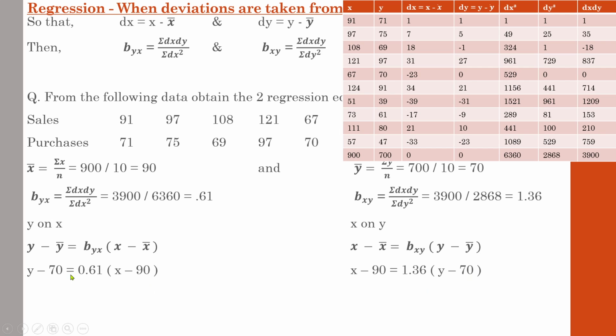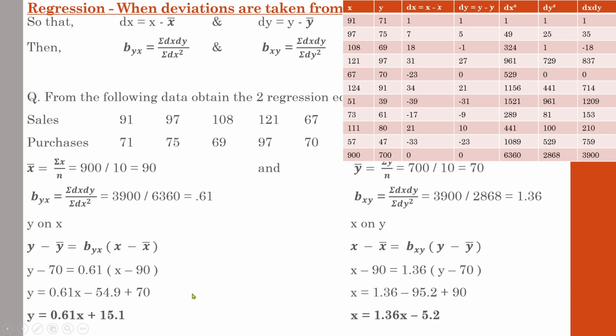And the next step is you need to shift all the values to the right hand side, and shift the only variable that remains independent to the left hand side. Here y will be the only variable on the left side of the equation. Here x is the only variable on the left of the equation. So it will be y equals 0.61x minus 54.9 plus 70, and x equals 1.36y minus 95.2 plus 90. Finally, the equation of y on x is y equals 0.61x plus 15.1, and x equals 1.36y minus 5.2.